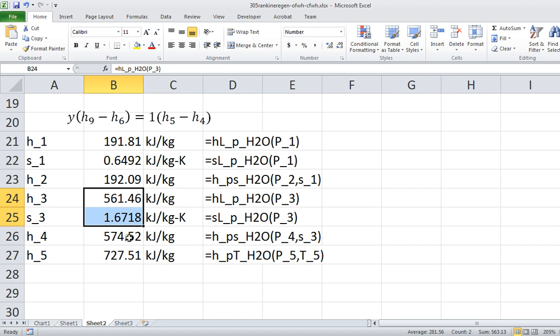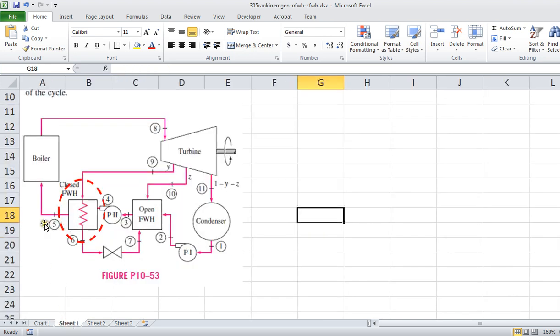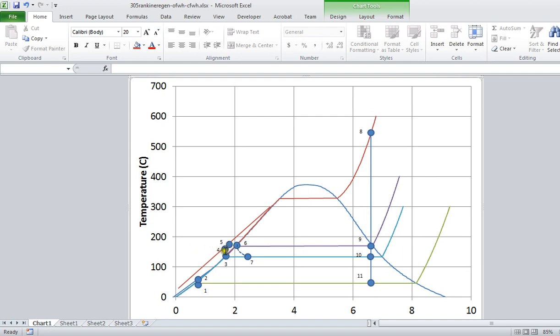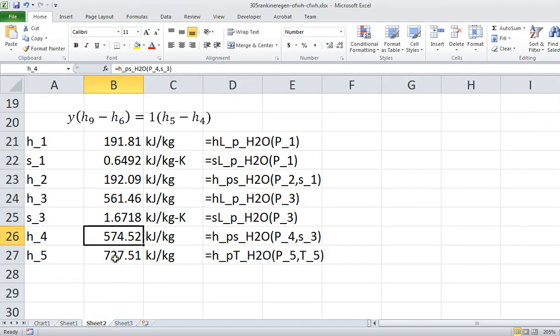So now I'm going to use the fact that we know the pressure and the entropy of this compressed liquid. We can calculate the enthalpy H4. And then finally this H5, which is what's exiting that closed feedwater heater, state 5, that's the one where he gave us the temperature. This is also in the compressed liquid region, and we can see this on our diagram. And so we can use the compressed liquid tables to find the properties of that.